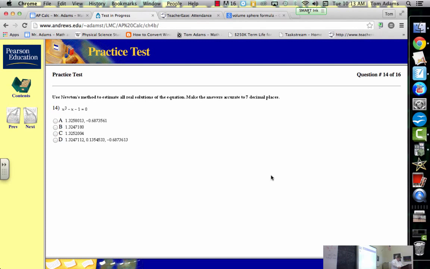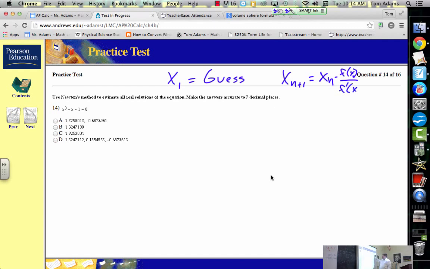So for number 14, it says use Newton's method. Now remember that Newton's method is we're gonna guess some x value, which we'll call x sub 1. Then we go through this process where the next number is equal to the previous number plus, or no, I'm sorry, minus f of x. So we've got x sub n minus f of x sub n over f prime of x sub n, like that. Okay, that's Newton's method.